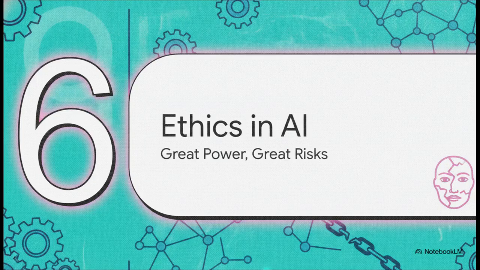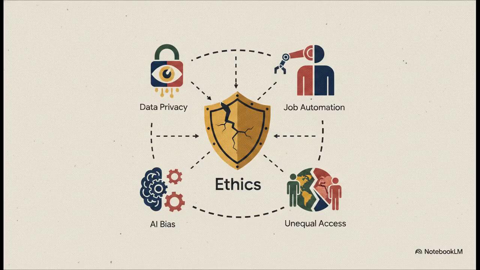And that brings us to our final topic, Section 6, Ethics in AI. Look, this tech is incredible, but with great power comes some massive risks if left unchecked. Data privacy is a huge one. These systems require a mountain of user data, raising serious risks of mass collection and misuse. Then there's unemployment, as automation inevitably shifts human jobs across multiple industries.